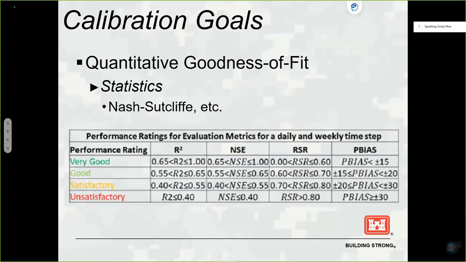First of all, it's great to set some quantitative goals using statistics instead of simply using the eyeball test, because like Tom mentioned, what looks good to one person might not look as good to another. So by leaning on these statistics and setting goals such as the R-squared or the Nash-Sutcliffe, which is what we rely on the most in the St. Paul District, it's a lot more clean cut as to whether or not this is an acceptable calibration. For example, to be considered satisfactory from this table, the Nash-Sutcliffe coefficient should be greater than 0.4, and if it's above 0.65, it's considered a very good fit.